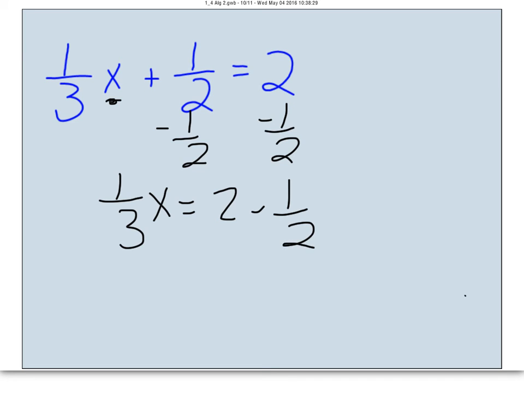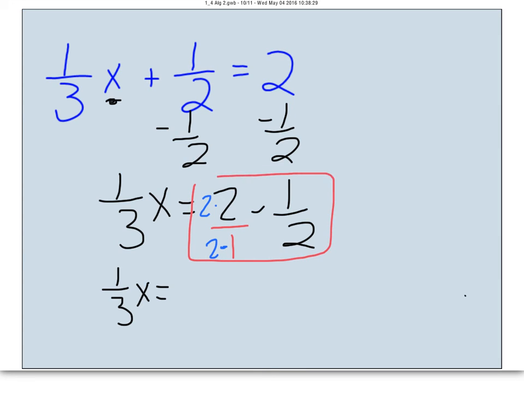Now remember, on subtracting fractions, you need a common denominator. I can make any whole number a fraction by putting it over 1. The common denominator would be 2, so I multiply that by 2 and this by 2. So I would actually have 1/3 x equals, this side right here when I simplify is going to be 4 over 2 minus 1/2. That's going to give me 3 over 2.